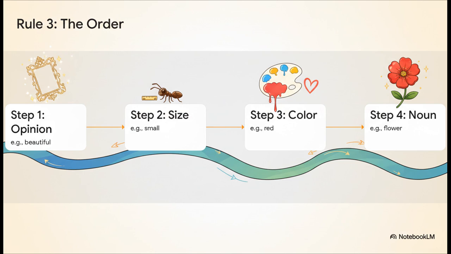So, what happens when you want to use a few adjectives at once? Well, there's actually a sort of natural, unwritten order to it. A really good guide to follow is start with your opinion, then the size, then the color, and then finally the noun. That's how you get something that sounds right, like a beautiful small red flower.